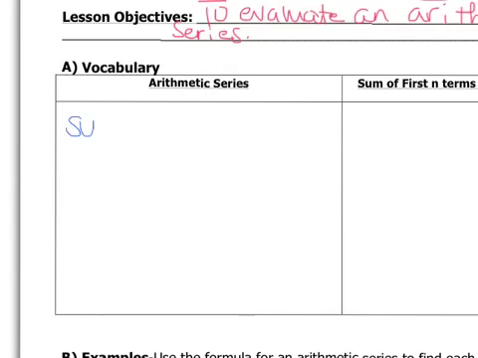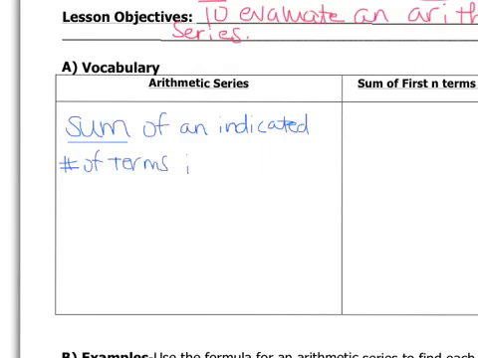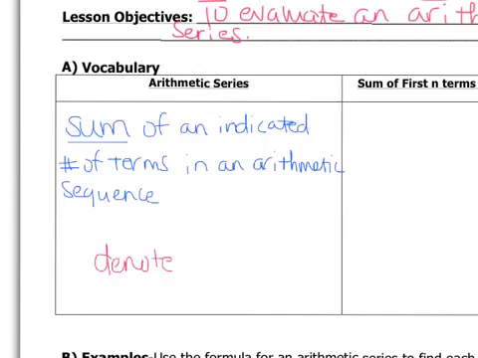An arithmetic series, again, this is a sum. It's really important for you guys to understand the difference between a sequence and a series. This is a sum of an indicated number of terms in an arithmetic sequence. This is denoted by a capital S sub n. So when we say this is denoted by capital S n, what that means is, for example, S sub 100 would mean you are adding up the first 100 terms of a sequence.